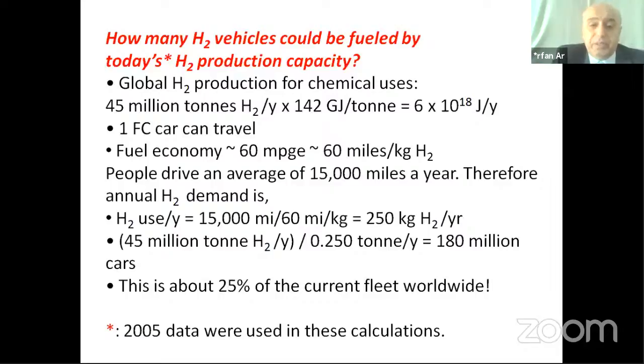And ordinary people drive an average of 15,000 miles a year. Therefore, annual hydrogen demand is 250 kilograms per year. This is for one vehicle. And if you divide this hydrogen production by the one vehicle demand, you can find that this amount of hydrogen can only support 180 million cars. This is about 25% of the number of cars worldwide.